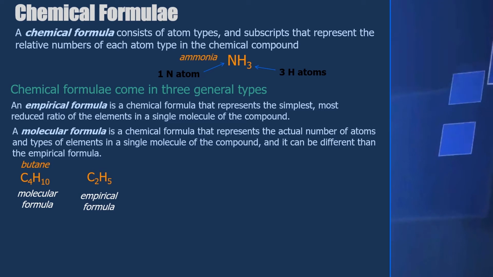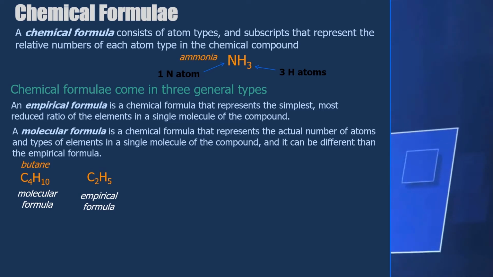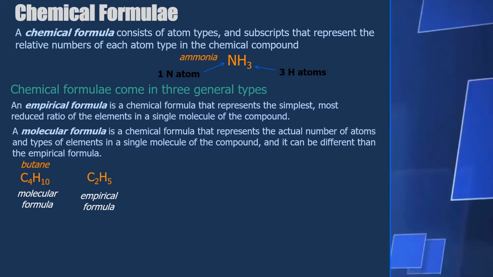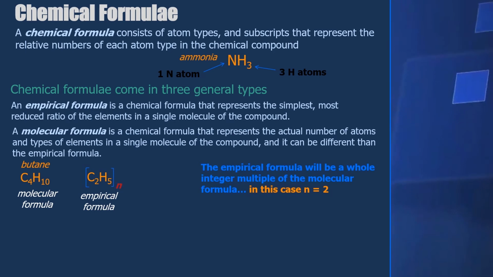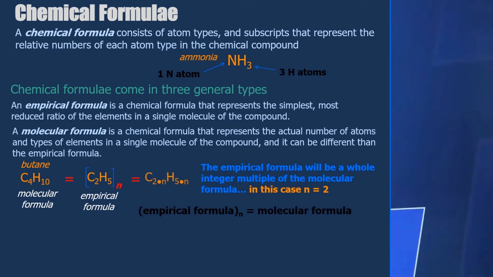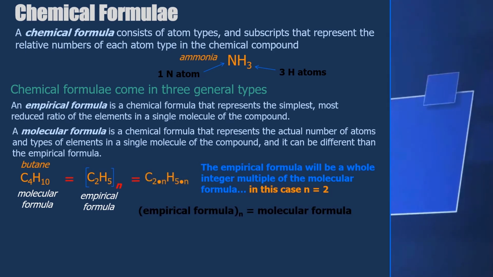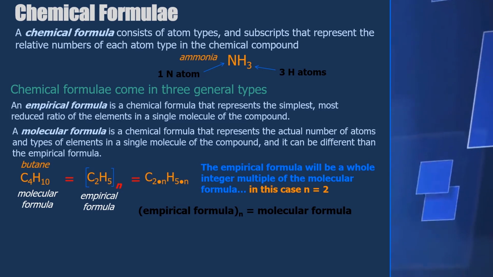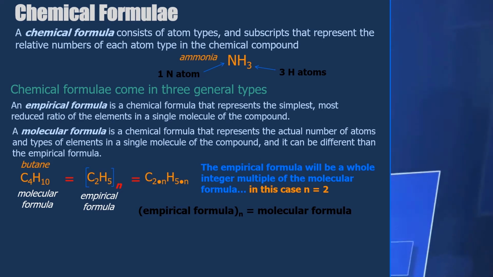We see, too, that the empirical formula gives us the correct ratio of atoms, but not the best description of the actual compound itself. But we can be assured that the empirical formula will always be a whole integer multiple of the molecular formula. In this case, multiplying the empirical formula by 2 gives us the molecular formula. Look carefully at how this is written on the slide.